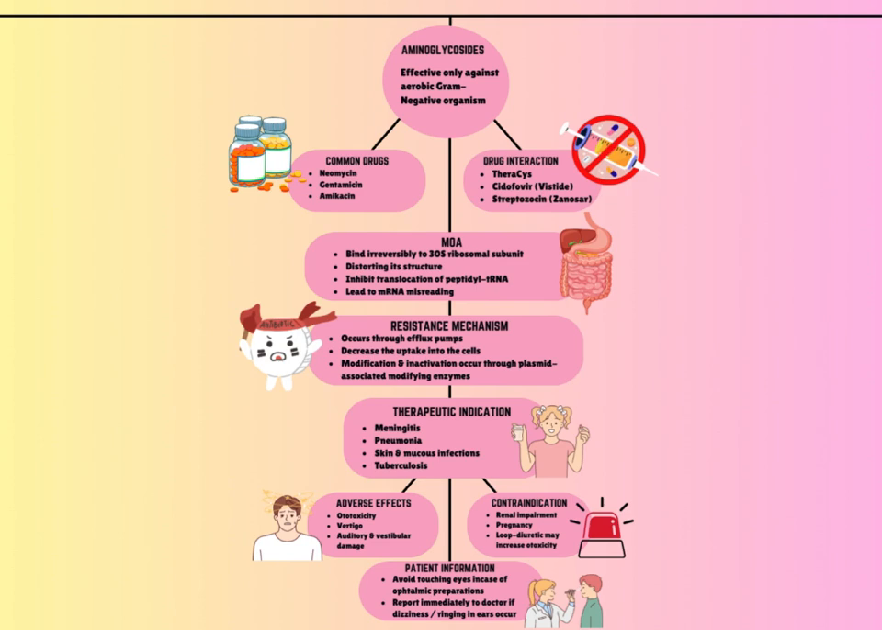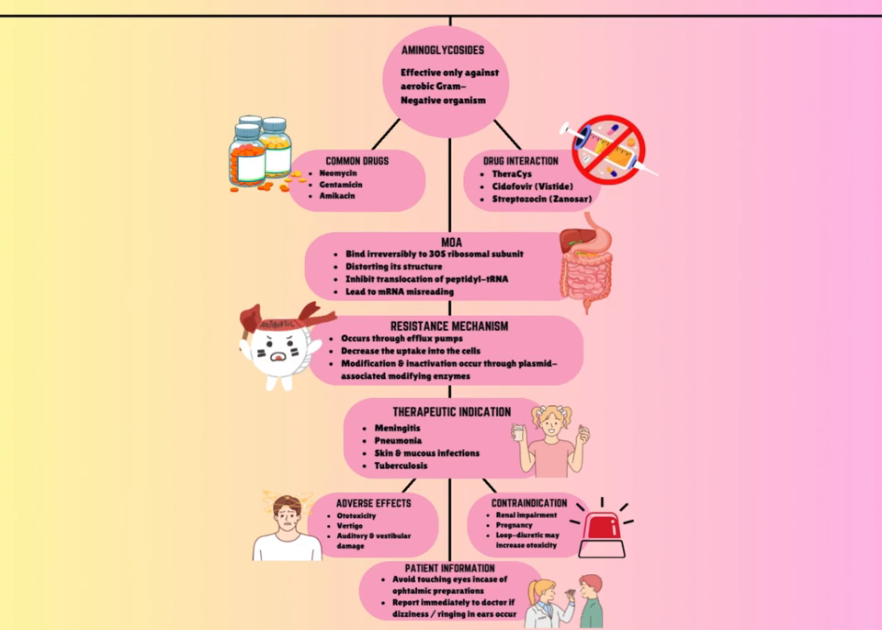For their mechanism of action, the antibiotic will bind irreversibly to the 30S ribosomal subunit and distort its structure. This action will inhibit the translocation of peptidyl tRNA, which will cause mRNA misreading. The bacteria can't produce enzymes and proteins that are necessary for growth and reproduction. Next is the resistance mechanism for aminoglycosides. They occur through efflux pumps and also decreased uptake into the cells. Furthermore, the modification and inactivation occur through plasmid-associated modifying enzymes.